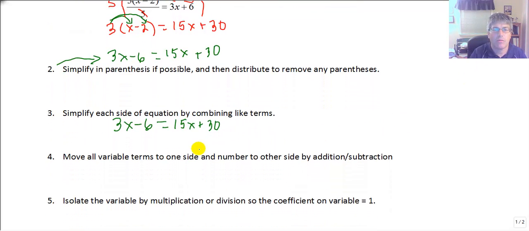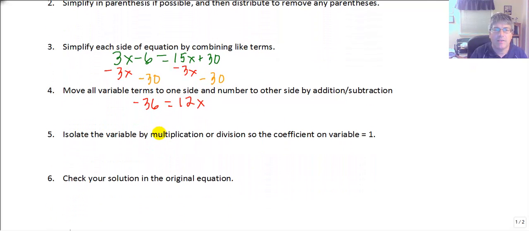Our next step, step 4, is to move all variable terms to one side and numbers to the other side by addition and subtraction. Because I have the larger absolute value over here on the right-hand side, and I always like x to be positive, I am going to move my x's to the right side. So I'm going to subtract 3x from both sides, which means I have to move my 30 by subtraction to the left side. So negative 6 minus 30 leaves us with negative 36 equals 12x.